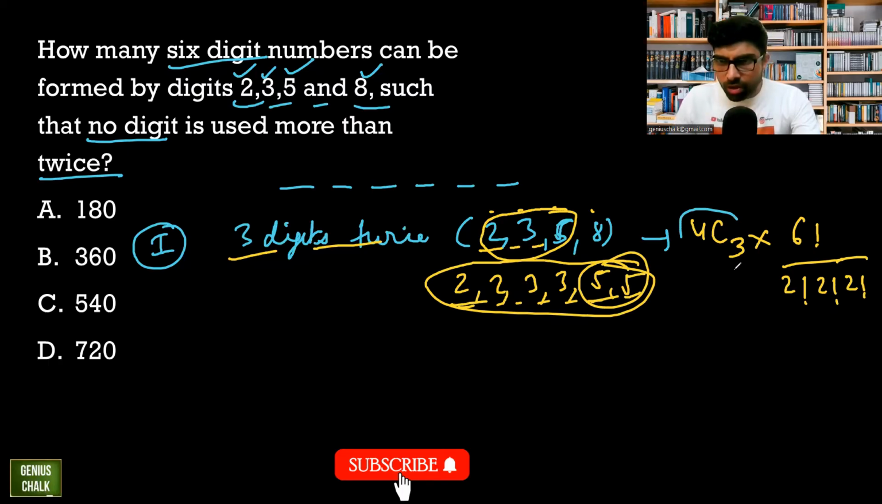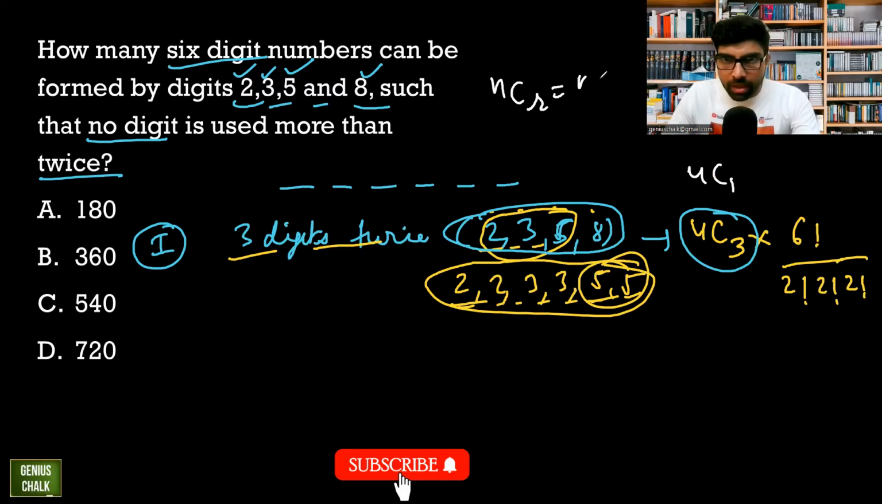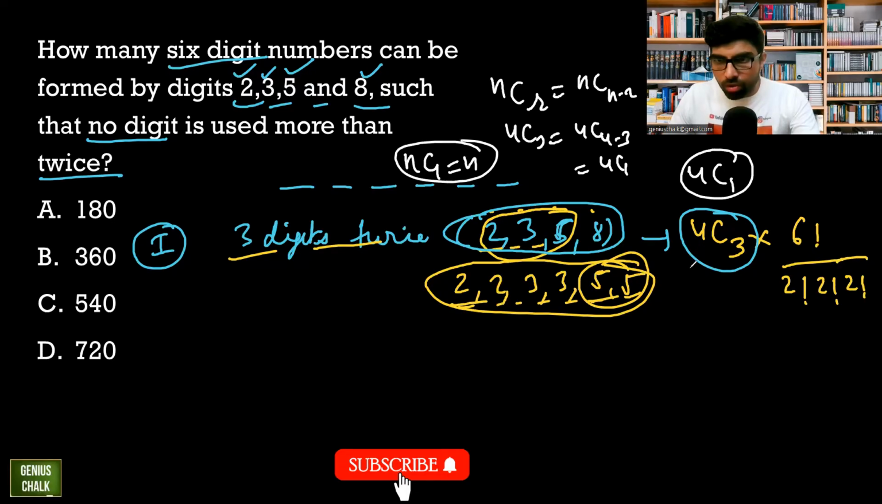Now you see why 4C3: because there are 4 numbers and I have to select 3 numbers. Now 4C3 is basically 4C1, because you know that nCr is equal to nC(n minus r). So 4C3 will be equal to 4C(4 minus 3), that is 4C1. And you know that nC1 is always n. So 4C3 is basically 4.